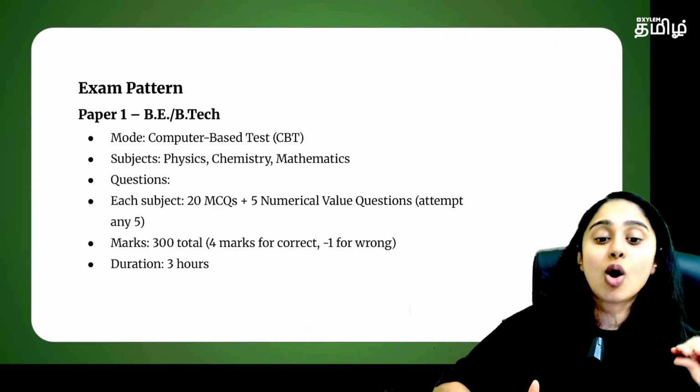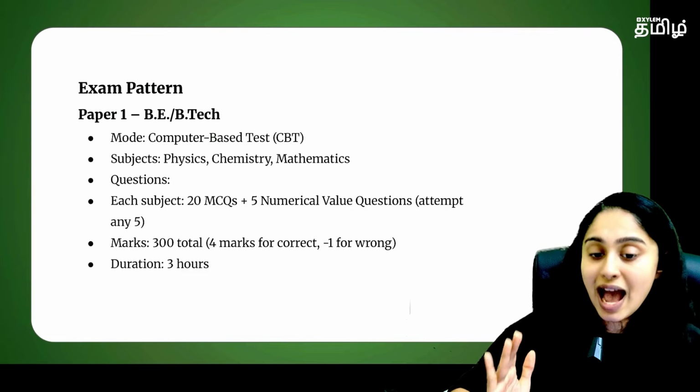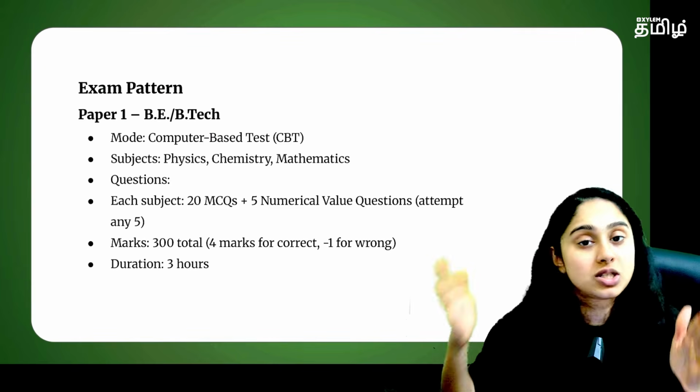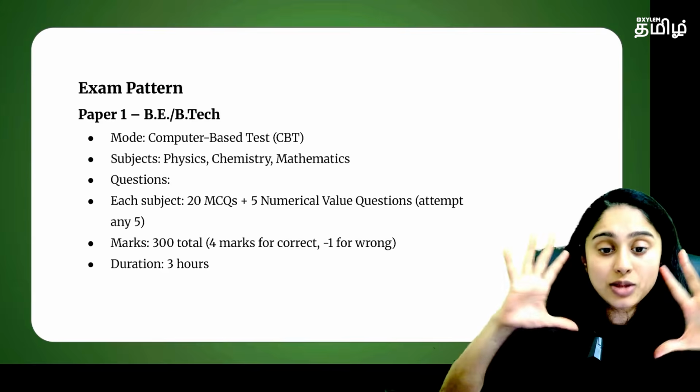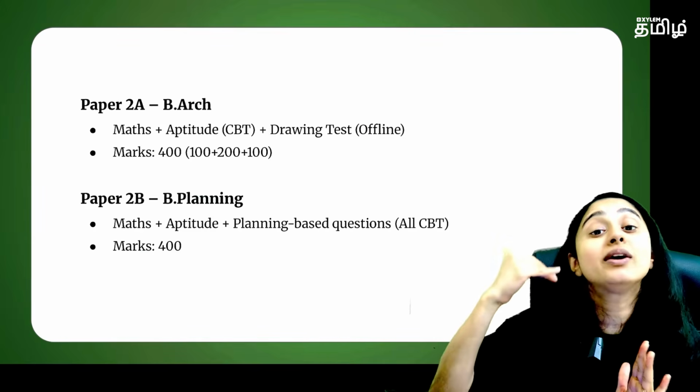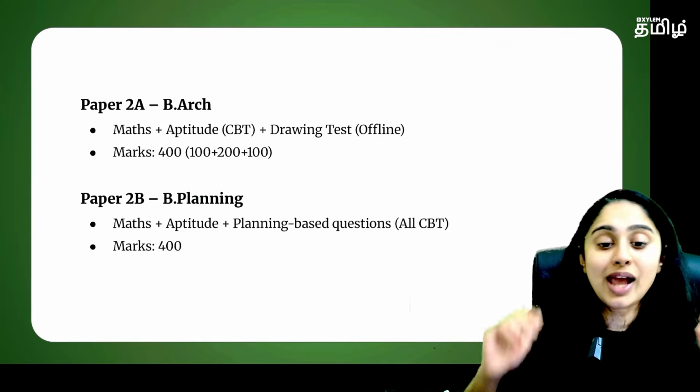Okay, so a total of 300 marks will be allocated for this particular exam, and this will happen across the 3 subjects. Alright, now this is how the paper 1 format is going to be. Now when you look at paper 2, we have a 2A and we have a 2B.